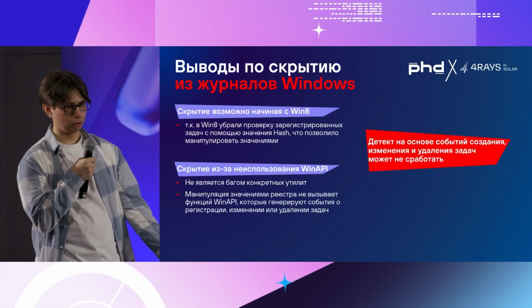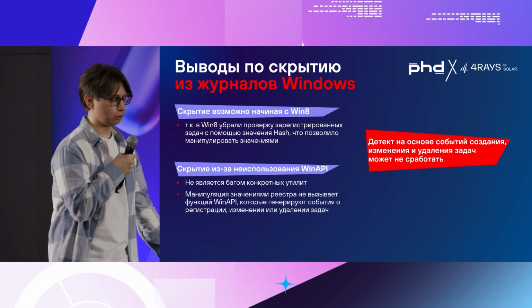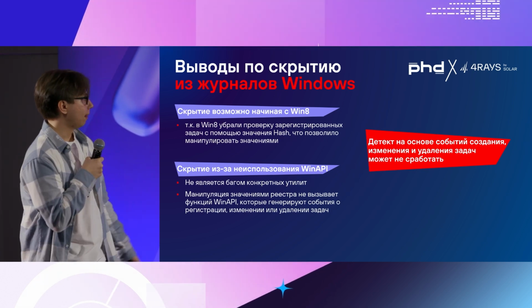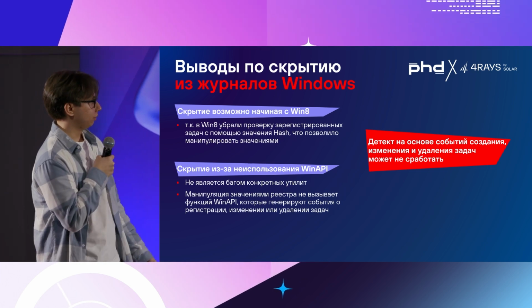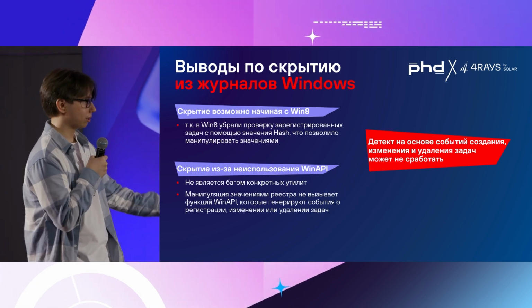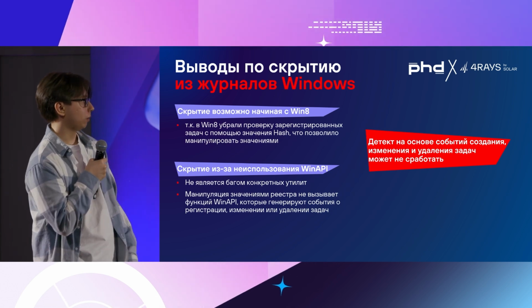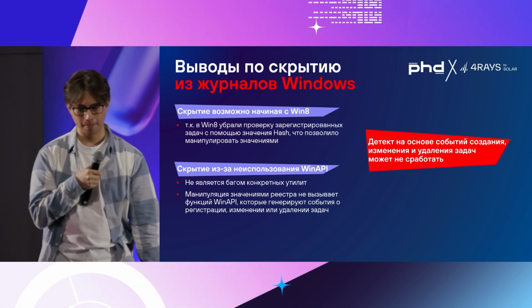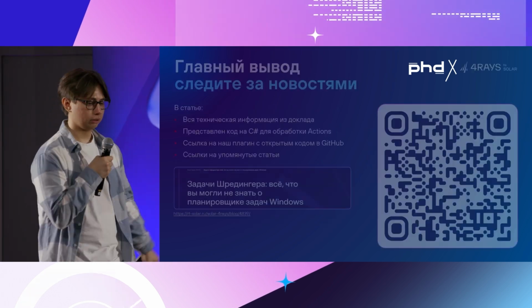And hiding from Windows logs. Attackers may work with a task without WinIP, then events may not be recorded in the log. It's not a bug, it was just overlooked. It was not done by Windows. If task cache was implemented right, it would not be happening. But now it may just not work.